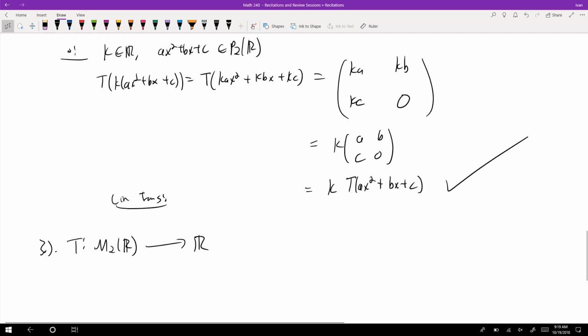So let's say we have this map from M2R to R. We have a matrix, we put it in our map, and what does it do? Well, it takes the determinant of the matrix. So why is the determinant of a matrix not a linear transformation? We need to find a counterexample. Can anyone think of one real quick?